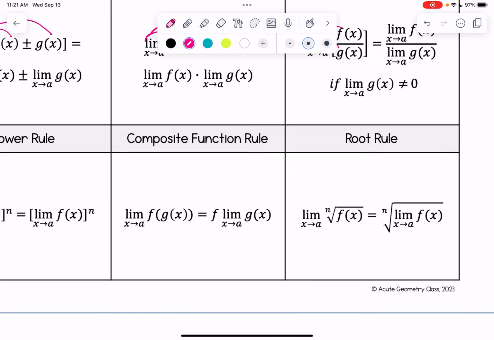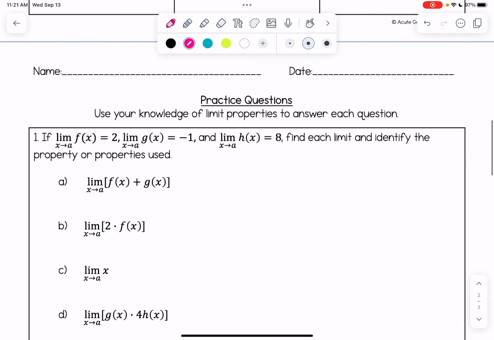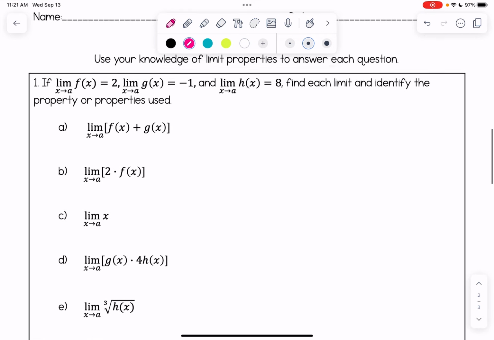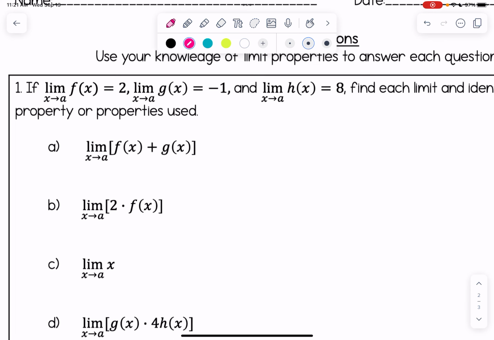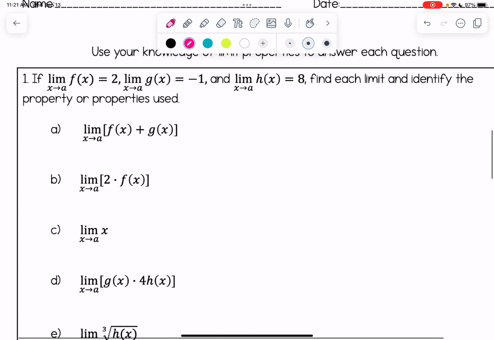So again, I know all the rules seem quite overwhelming, but you'll see how we apply them to problems relatively quickly. All right, let's take a look at 2 different types of problems. One is going to give us 3 limits, and we're going to ask to apply them. And then one, we're going to be given some graphs. All right, so we know that the limit as x approaches a of f of x is 2. The limit as x approaches a of g of x is -1. And the limit as x approaches a of h of x is equal to 8. We're going to find each limit, and we're going to identify what property or properties we use to do so.